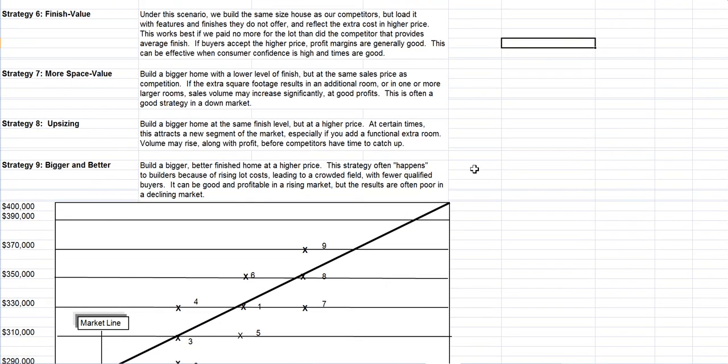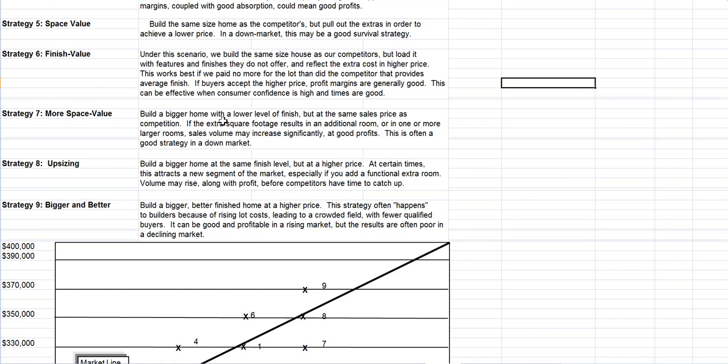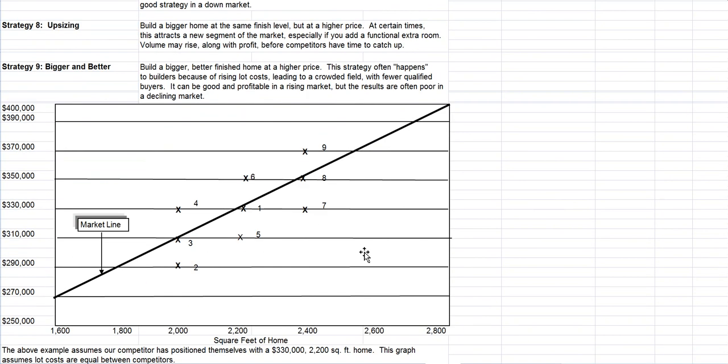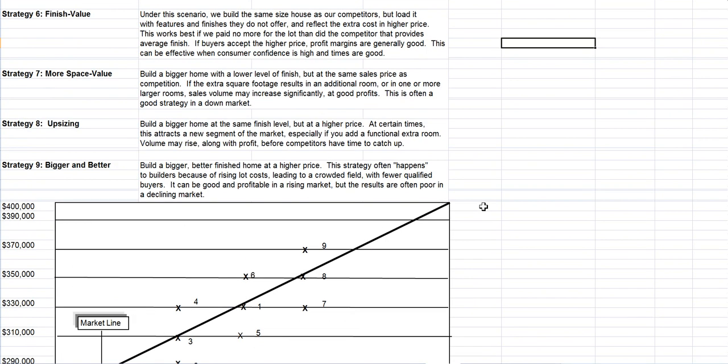And then number 7, this is my favorite strategy for move-up home buyers. You build a bigger home, you lower the level of finish in it, but keep in mind, you're not going to lower all levels of finish, you'll just lower some of them. But you offer the same sales price as your competition. So in this case, I'm offering a 2,400 square foot home for the same price as my competitor, $330,000 in this example.